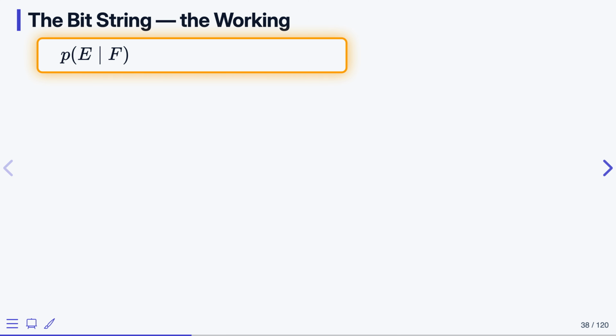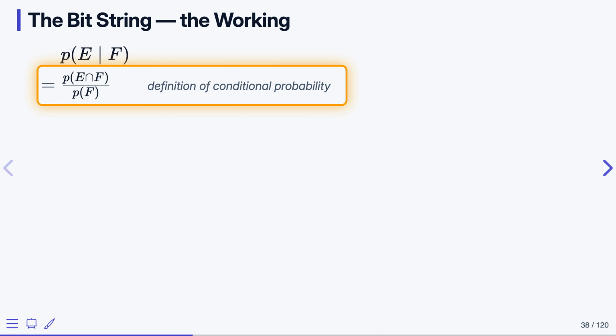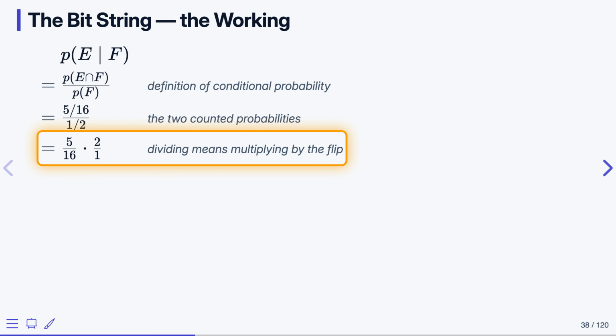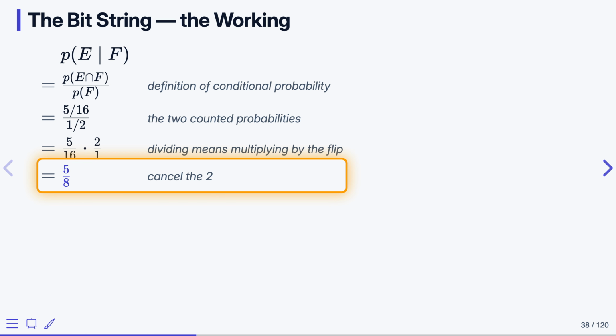We want P of E given F. The definition says P of E and F divided by P of F. Put the 2 numbers in. 5/16 on top, 1/2 on the bottom. Dividing by a fraction is the same as multiplying by its flip. So multiply 5/16 by 2 over 1. The 2 cancels against the 16 and leaves 8. The answer is 5/8. See that it is more than 5/16. Knowing the first bit is 0 makes 2 zeros in a row more likely.